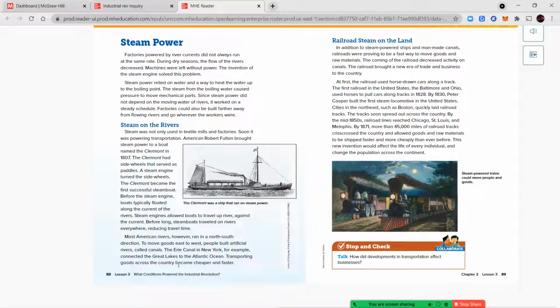The Erie Canal in New York, for example, connected the Great Lakes to the Atlantic Ocean. Transporting goods across the country became cheaper and faster. So let's review what we read on this page.